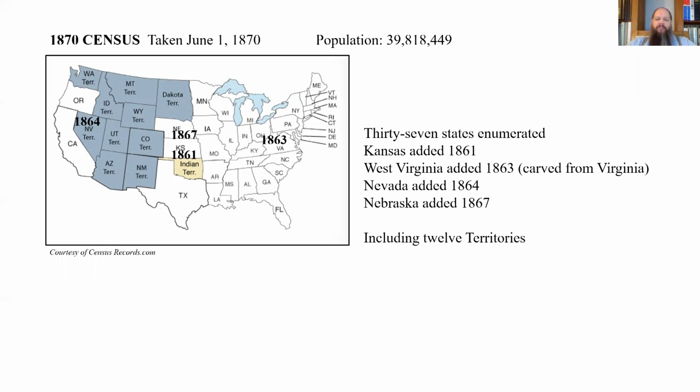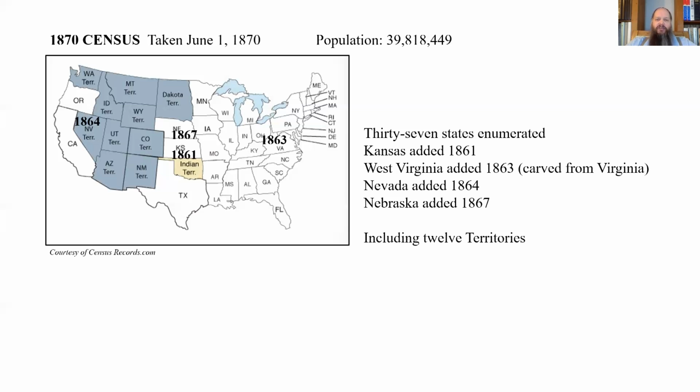There are now 37 states that were enumerated. 37 states were now part of the Union. There were several that were recently added from the previous decade of 1860. Kansas was added in 1861 in January, just before the start of the war. West Virginia was added in 1863 as it was carved out of Virginia.